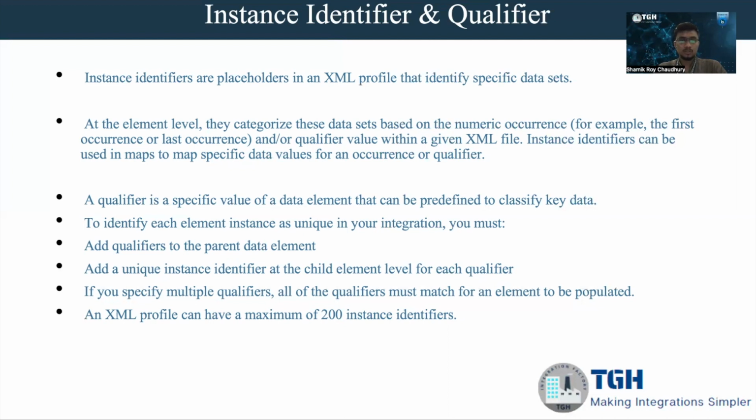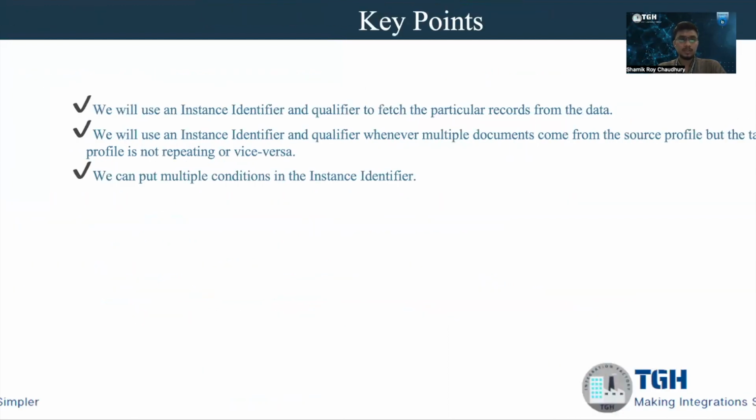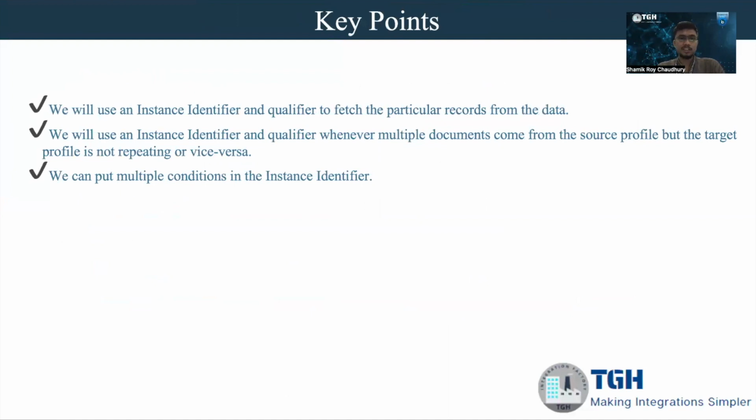Now we will go to some key points. We will use an instance identifier and qualifier to fetch particular records from the data. We will use an instance identifier and qualifier whenever multiple documents come from the source profile but the target profile is not repeating, or vice versa. So we can put multiple conditions in the instance identifier.